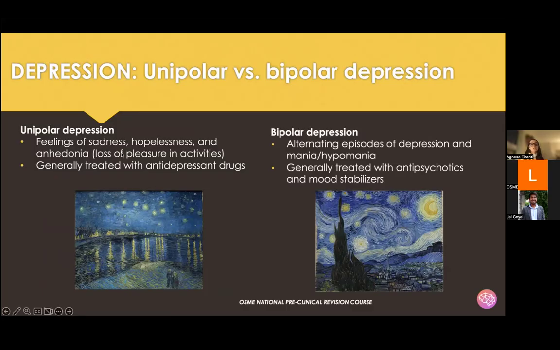So unipolar depression is described as feelings of sadness, hopelessness, and this word anhedonia, which means loss of pleasure. And it's normally treated with antidepressants. Whilst bipolar depression alternates episodes of depression and mania or hypomania, and normally you treat it with antipsychotics and with mood stabilizers.